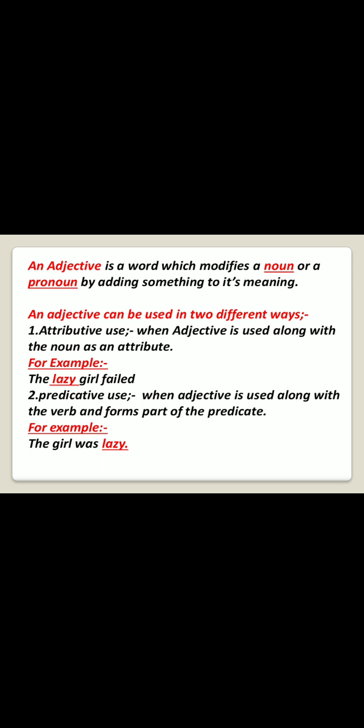Number 2, predicative use, when an adjective is used along with the verb and forms part of the predicate. For example, the girl was lazy. Here, lazy is a predicative word. So, these are the differences between attributive word and predicative word.